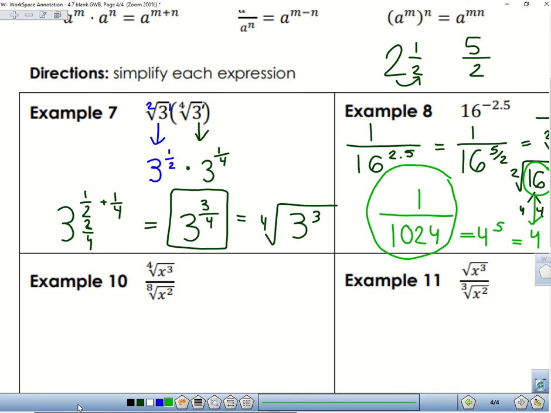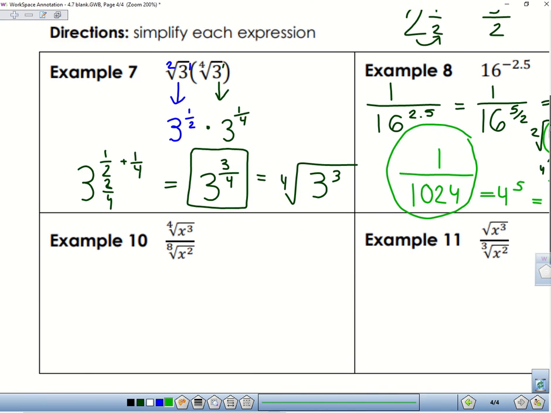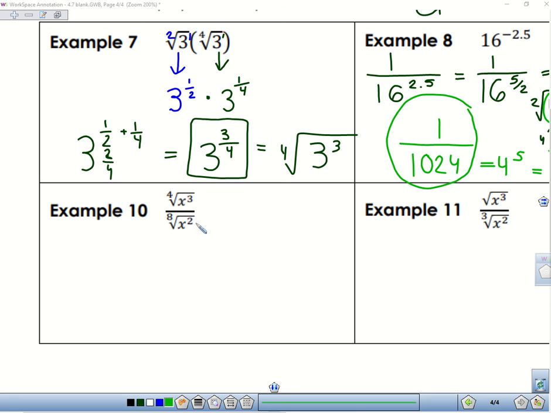So let's go ahead and look at example 10. With the way you've been learning it in the past, we know that if these are the same type of root, we can make one big root, but they're not, so we're going to have to convert them into exponents. So this is going to be x to the what power? Good, 3/4. And then over x to the? Good. And x to the 2/8 reduces to what? 1/4. I just reduced that fraction.